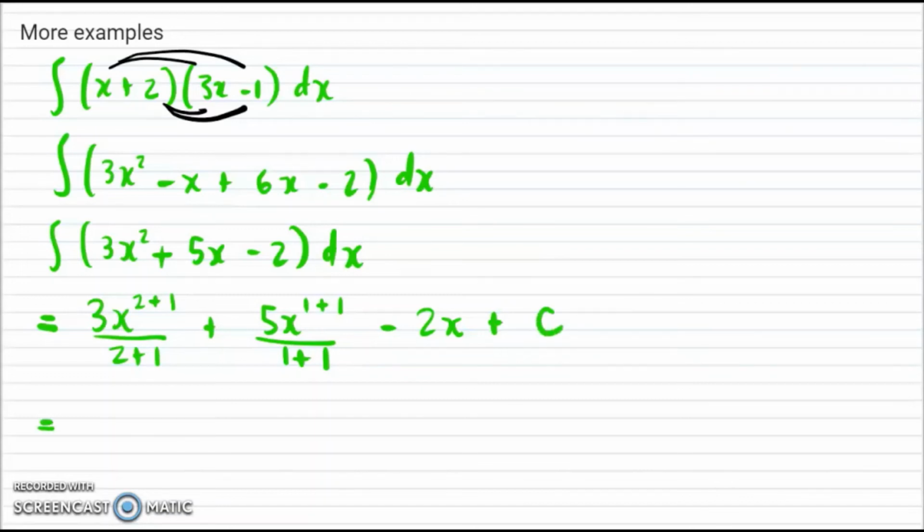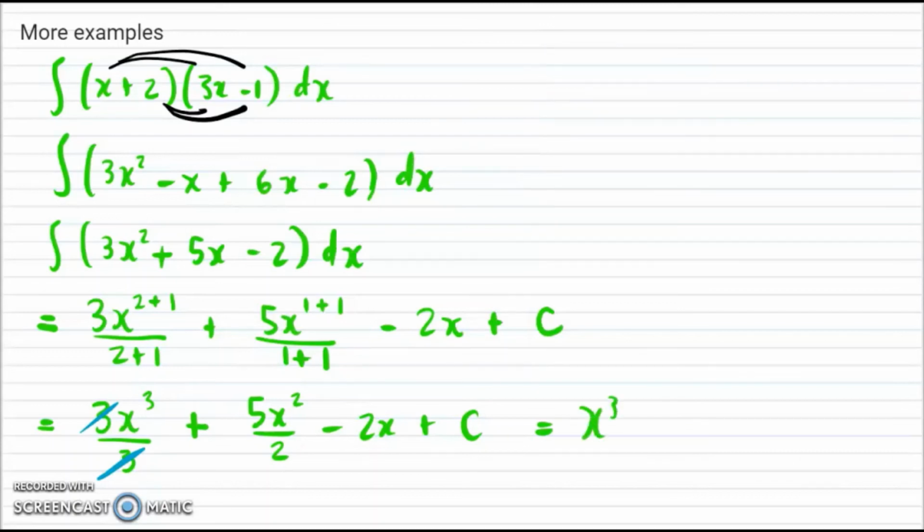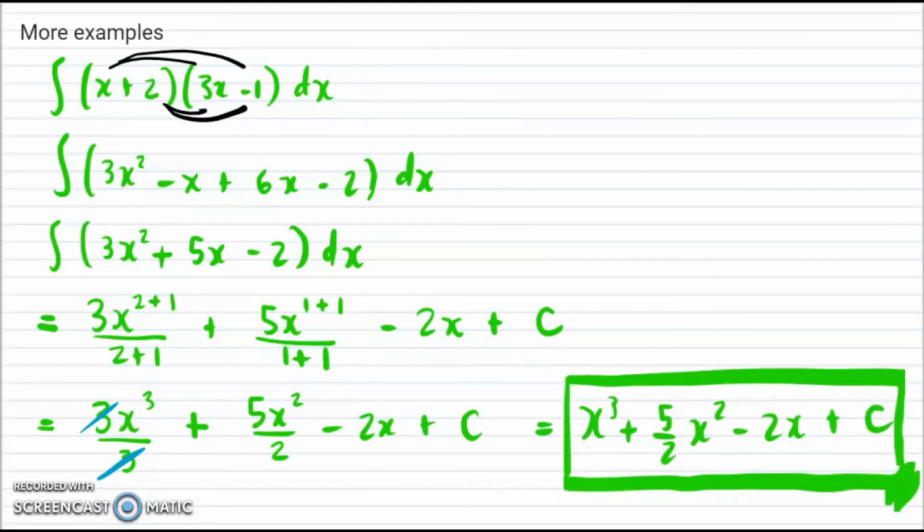Then we have as a simplified version, so 3x raised to 3, not yet simplified because we'll be canceling out some things later. And then 5x squared over 2 minus 2x plus c. And this time, finally, cancel this. So we'll have x cubed plus 5 halves x squared minus 2x plus c.